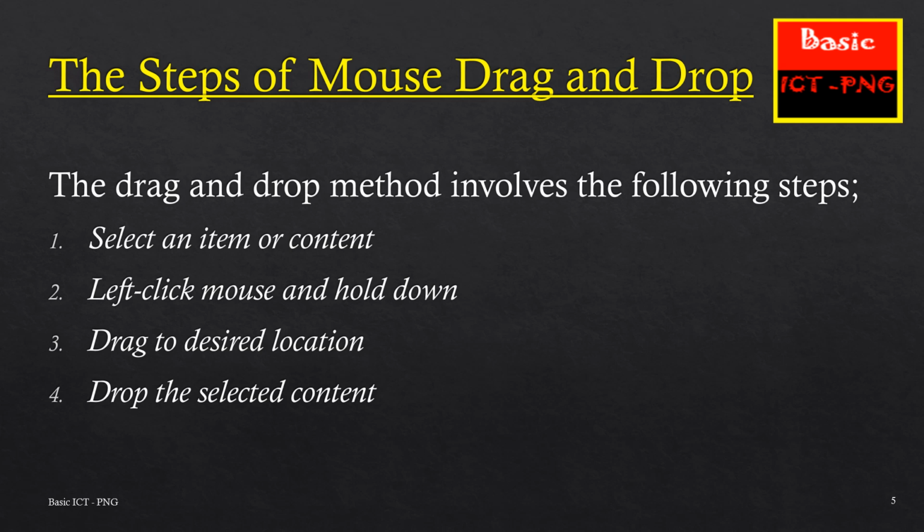Next, let's look at the steps of mouse drag and drop. The drag and drop method involves the following steps. There are 4 steps. Step number 1, you have to select an item or content. Step number 2, you left click the mouse and hold down. Step number 3, you drag the selection to the desired location. Step number 4, drop the selected content, which means you just let go at the destination.